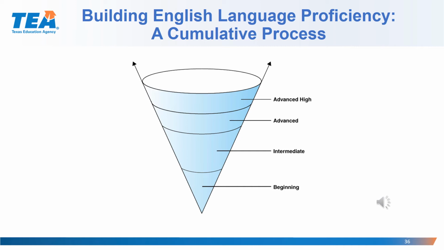Building English language proficiency, a cumulative process. This graphic illustrates that second language learning is a cumulative, spiraling, and building process. The language skills associated with a given level are prerequisites to the broader range of skills at the next level. The arrows indicate that language continues to develop beyond the advanced high level.